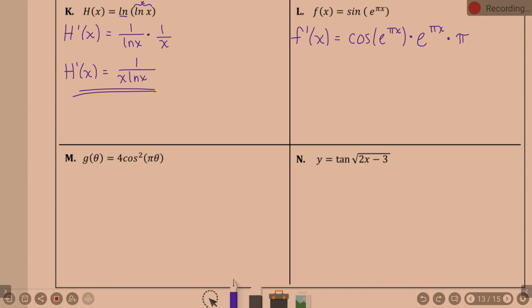In terms of writing, this one doesn't have a whole lot of cleanup. You can leave it as is, but I tend to put my constant out front. Pi is a constant, and then I'm going to write e to the pi x cosine e to the pi x, just because I tend to put my trig functions at the end.